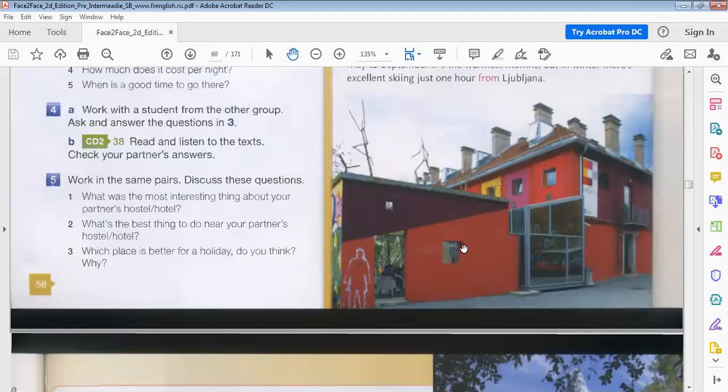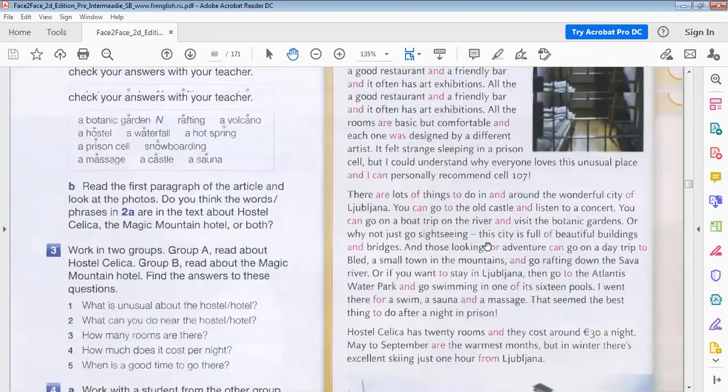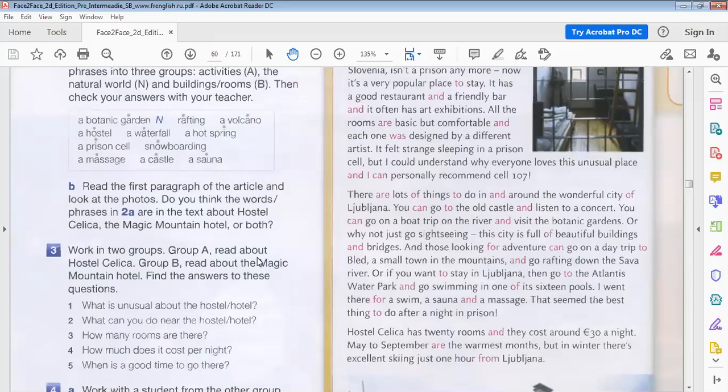Maybe swimming. Just swimming? Yes, or sailing. Sightseeing? What about rafting? Would you like to go rafting down a river? Would you like to try that? Yes. But which place?